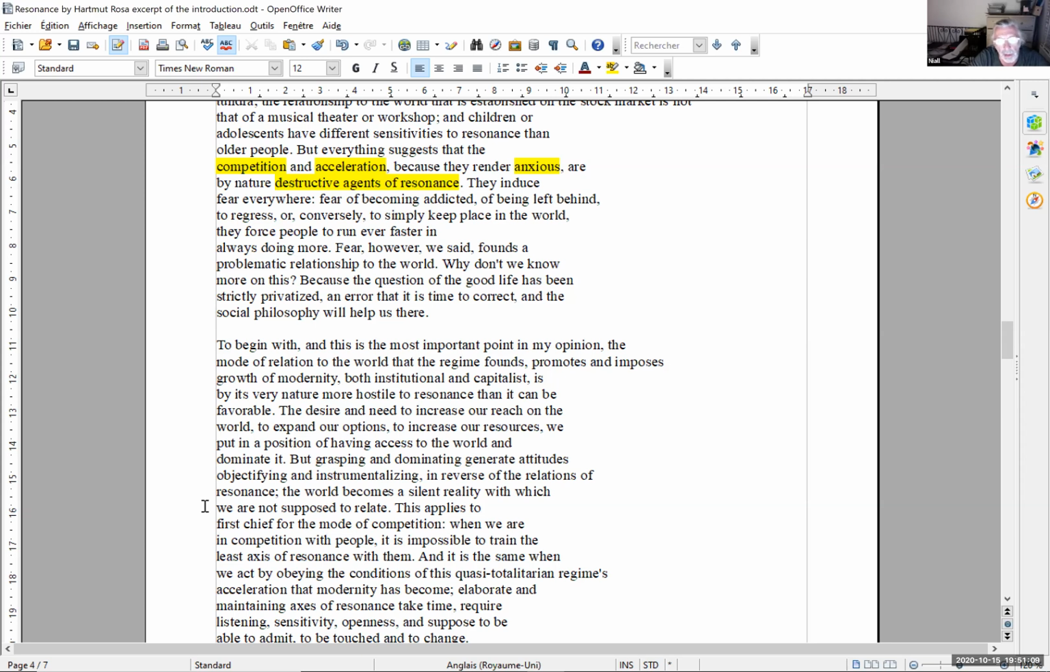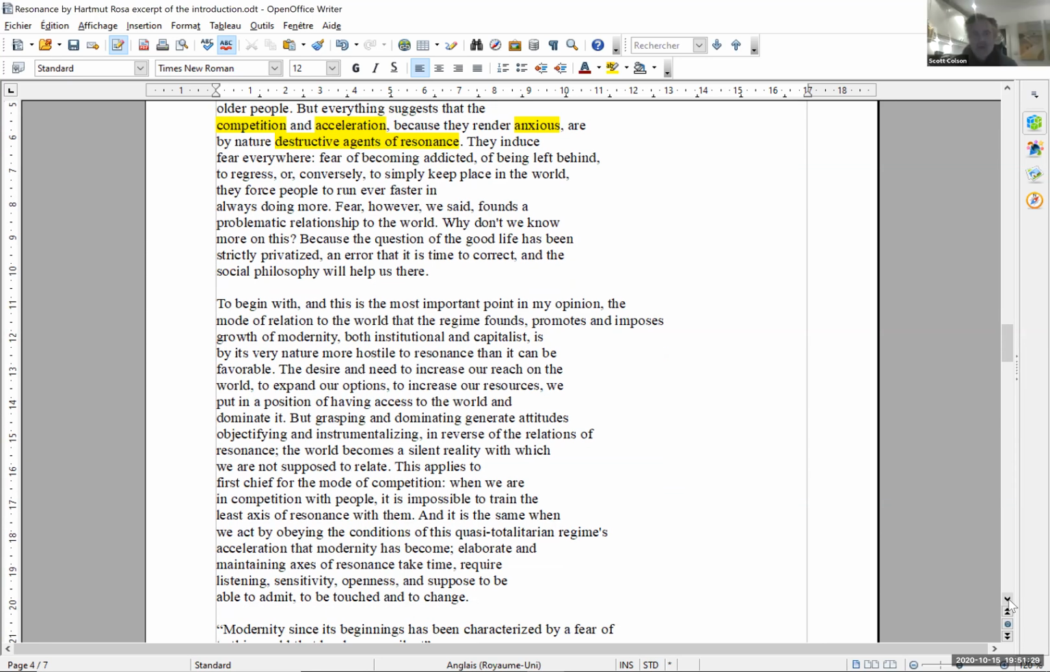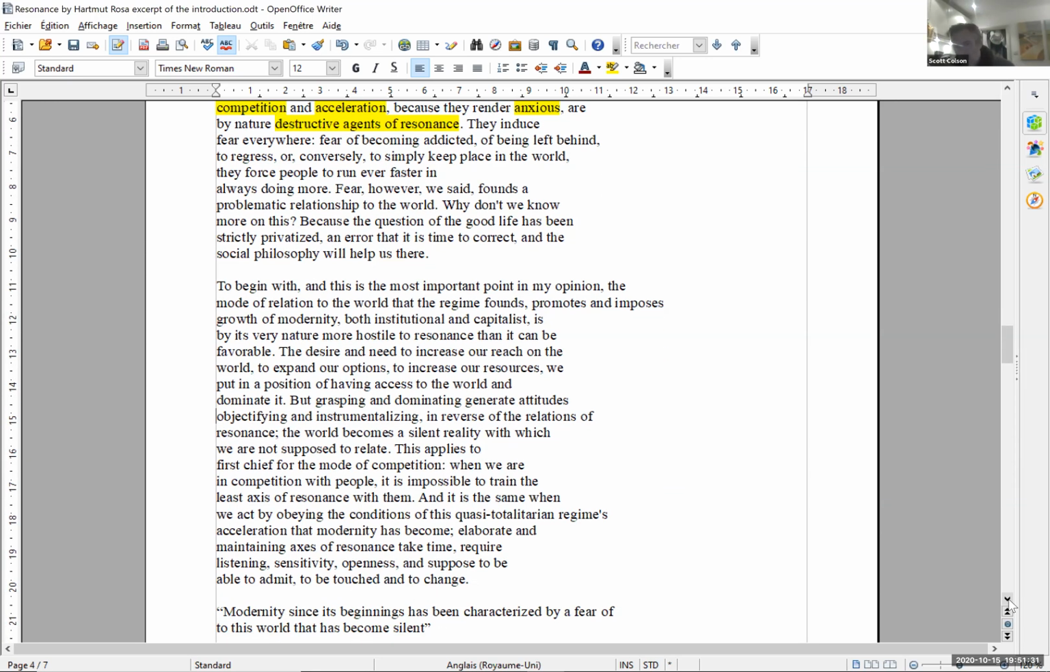The desire and need to increase our reach on the world, to expand our options, to increase our resources, put us into a position of having access to the world and dominating it. Grasping and dominating generate... Pause, maybe. No, I think there are components of... Yeah, what do you think? He's talking about growth. Yeah, so this sentence needs to be reworked for sure.